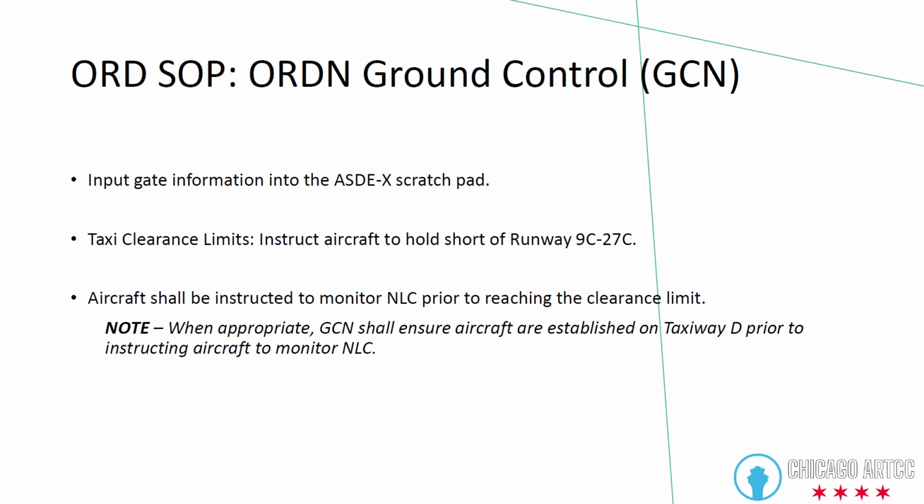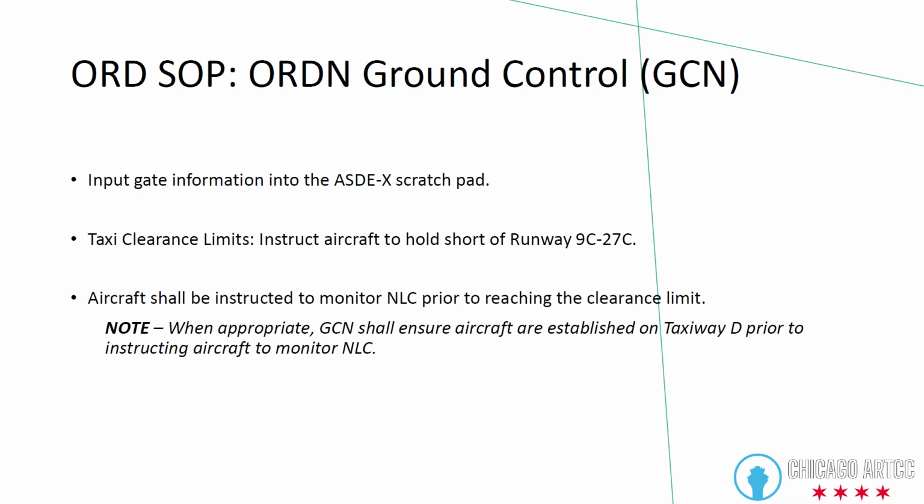Ground control north, this of course would be decombined. Then we're talking about north of runway 9 center. Input gate information to the ASD scratch pad. For clearance limits, instruct aircraft to hold short of runway 9 center, 27 center. So that aircraft would have vacated 27 right or 9 left, and we're going to ask them to hold short of 9 center or 27 center.